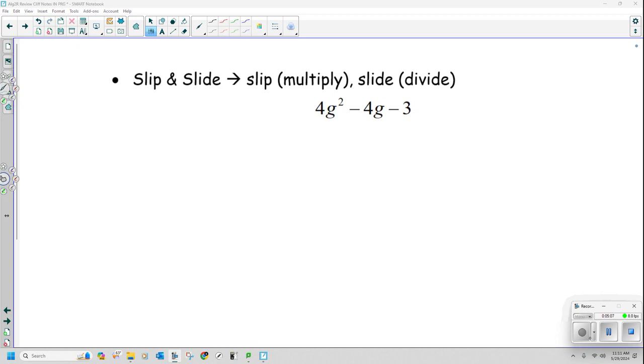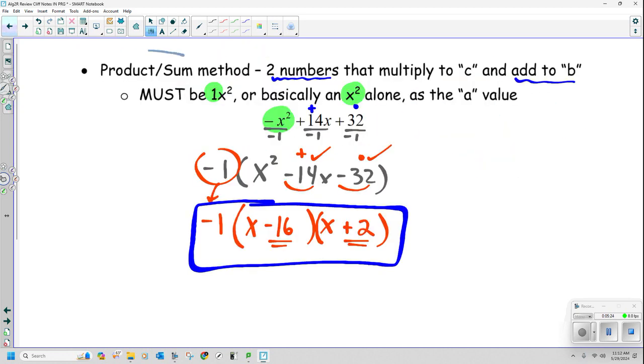Slip and slide. Slip means I multiply. Slide means I divide. All right. What is this method here? Now, some people do a guess and check. Some people do an M method. I like slip and slide. How come? Because slip and slide always brings me back to the product sum form of factoring, which was this right here, which I think is easy.